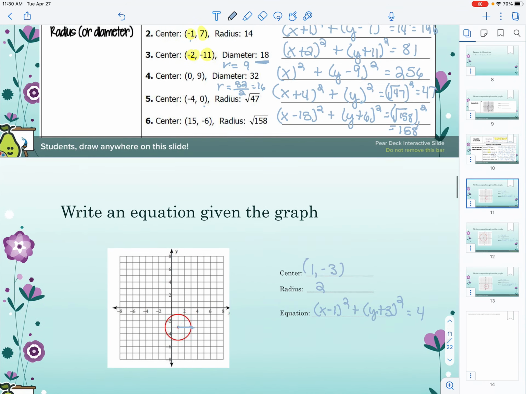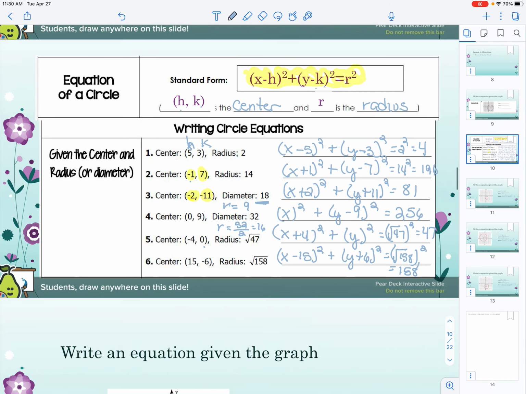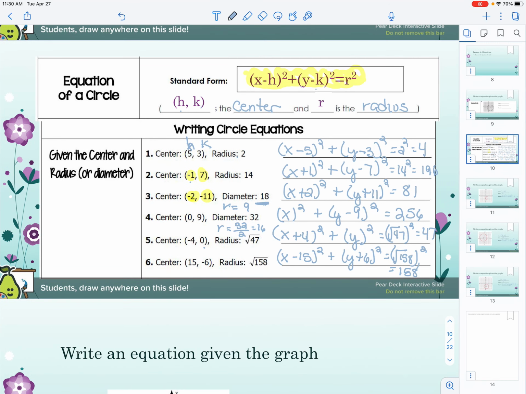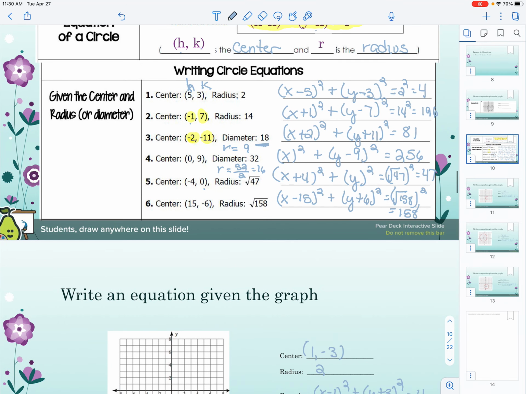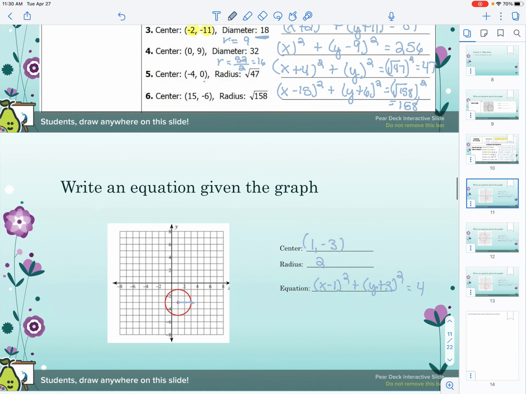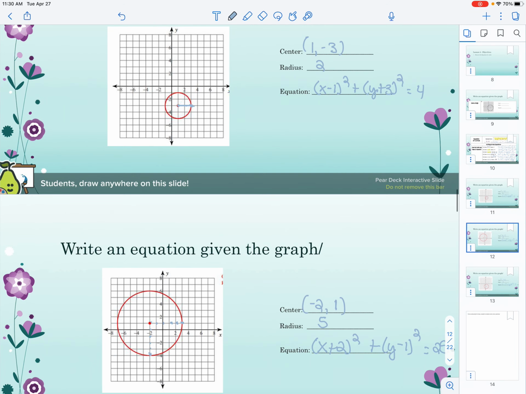So you should be able to, given information, write the equation, given a graph, write the equation, and also, if given the equation, be able to tell me the center and the radius. So those are the 3 things that you are expected to do.